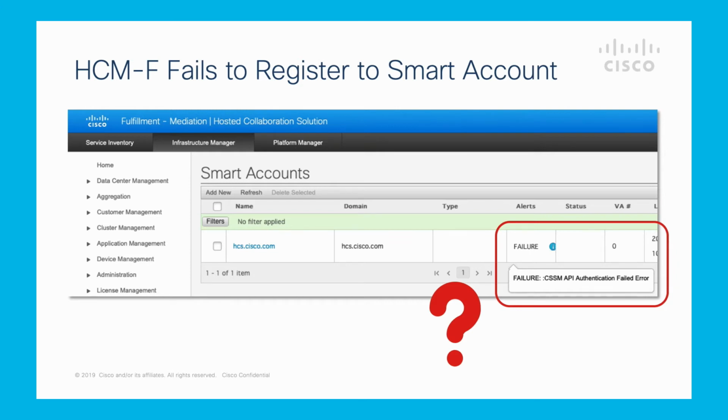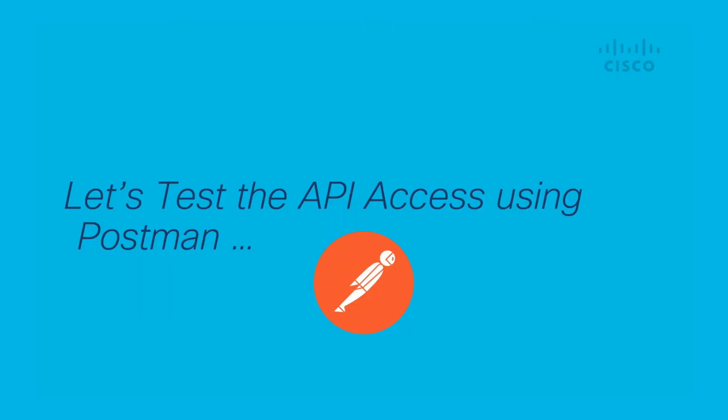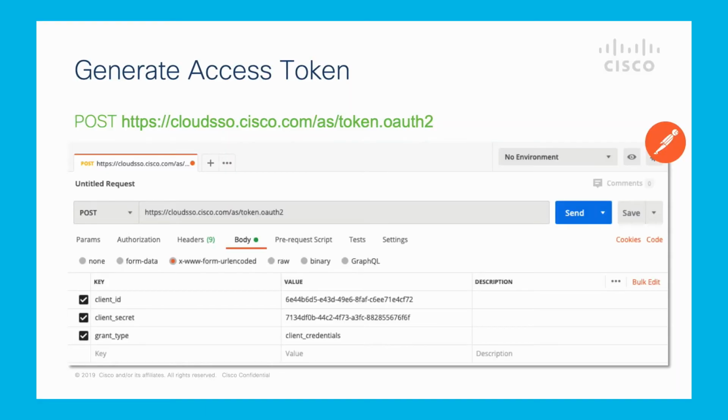You may be able to start looking into the log files to figure out what went wrong, but before you do that, there is a simpler and quicker way to check your API access and your credentials. Let's test the API access using Postman.